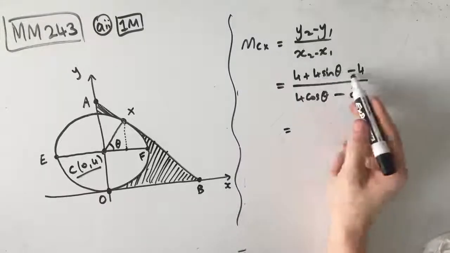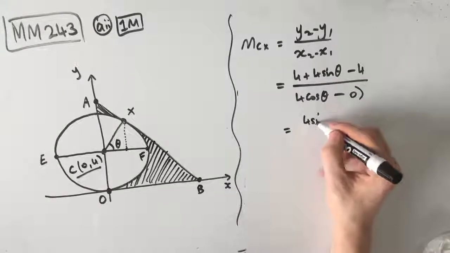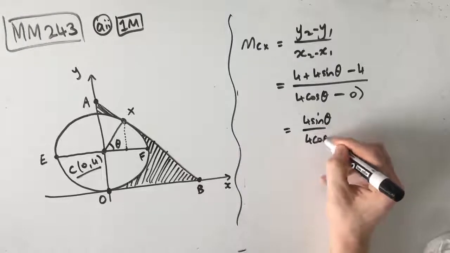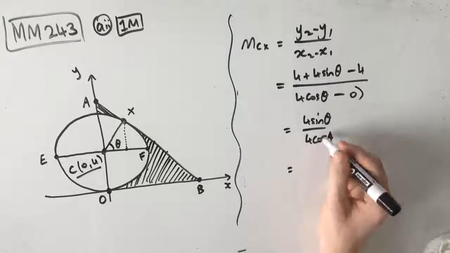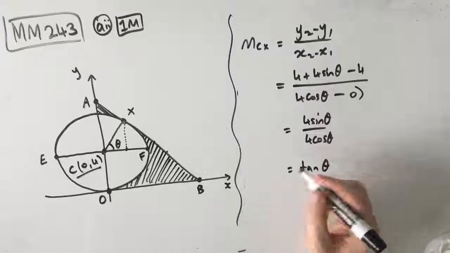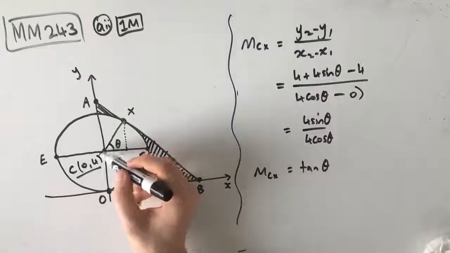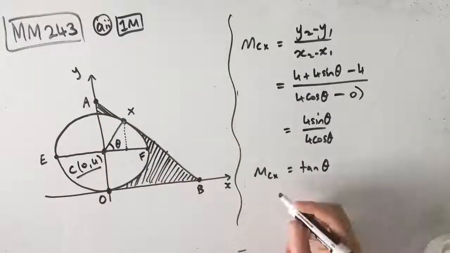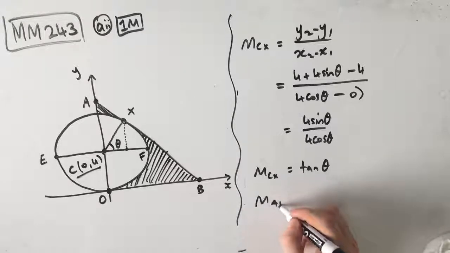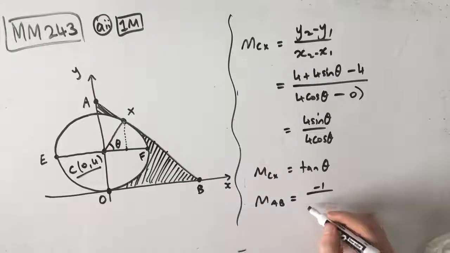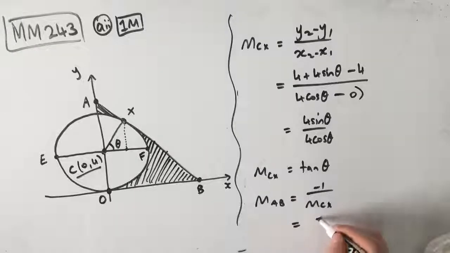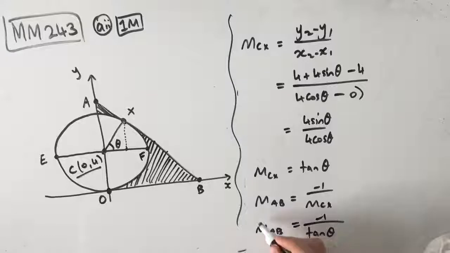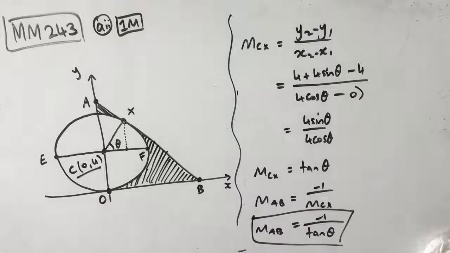Awesome, so from here, the 4 minus 4 cancel to 0, and we end up getting 4 sine theta over 4 cos theta. These 4s can cancel out, and sine theta over cos theta is equal to tan theta. So this is the gradient of CX. Now AB is perpendicular to that, which means that the gradient of AB is equal to negative 1 over the gradient of CX, which means the gradient is negative 1 over tan theta. And that's our gradient of AB in terms of theta. And that's it. So that's our final answer for part A(ii). Let's move on to part B.